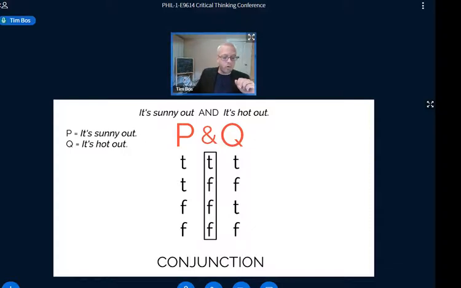Yeah, sometimes you can use different colors instead of the T's and F's. And like I said, computer programming language uses zeros and ones, and sometimes logic does that as well. I prefer to keep it about truth and falsity because that's what we're really concerned about.